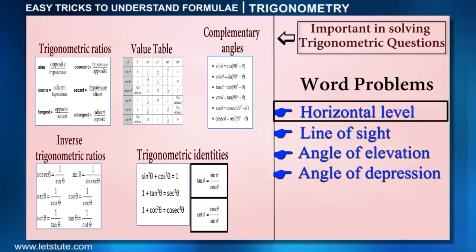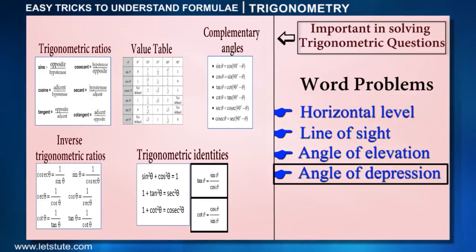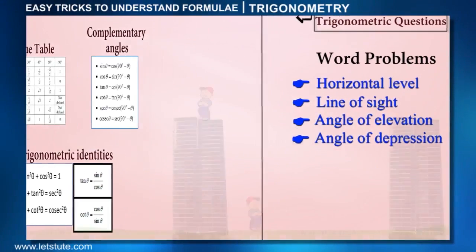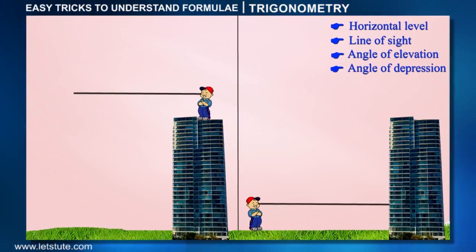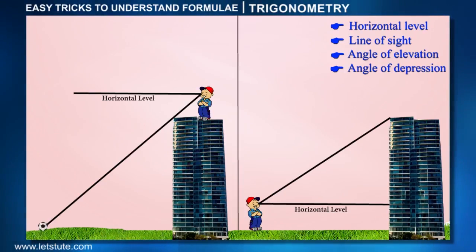Let's understand each of these in simpler terms. So when we look straight, or parallel to the ground, the line is called horizontal level. Now the line from an observer's eye to a distant point is called line of sight. And then whether the observer is on the ground or on top of a building, that line will be the line of sight only.